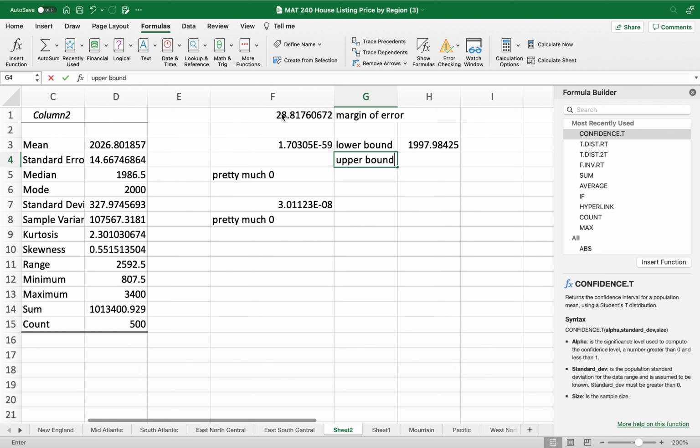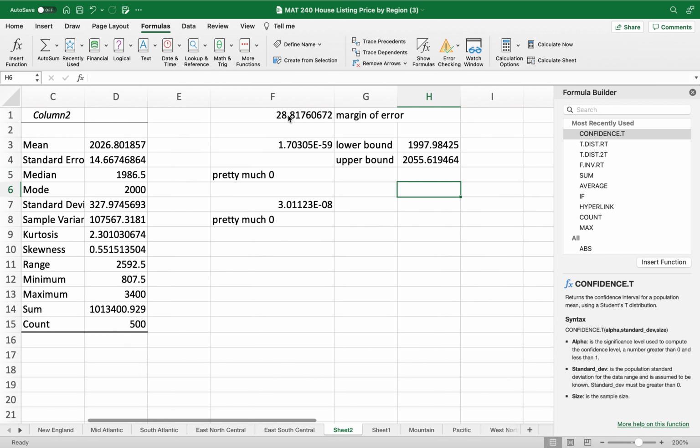The upper bound, okay, what we're finding is a range of values. Okay, the average is 2026, but 95% of the values will fall between the lower and the upper bound. Okay, this is like saying, I think it'll cost me between 50 and 60. It's an interval, it's a range. So upper bound equals the mean plus the margin of error.